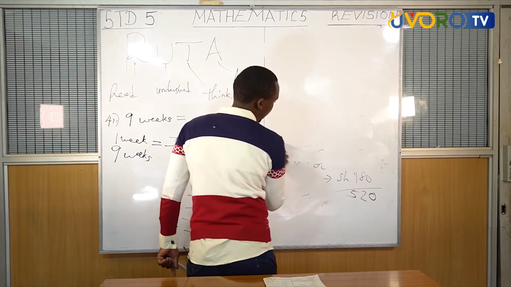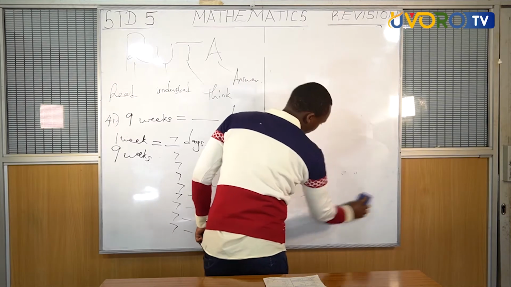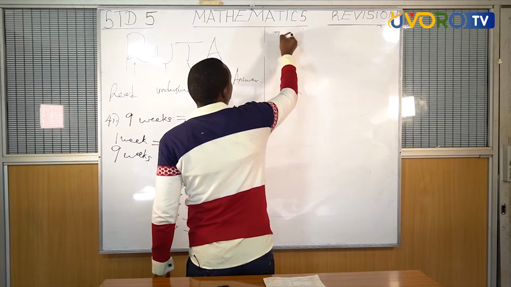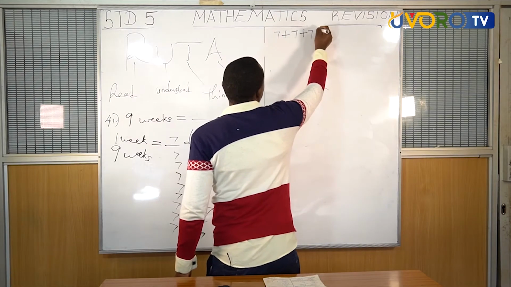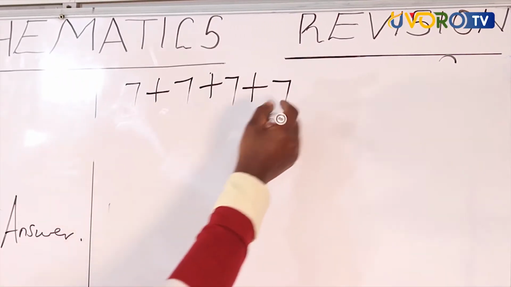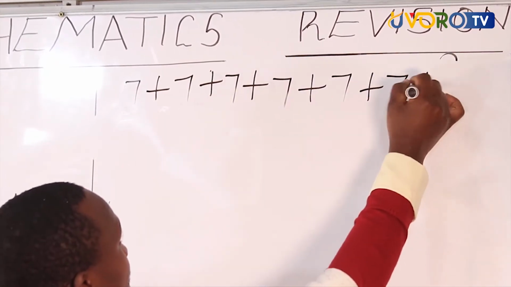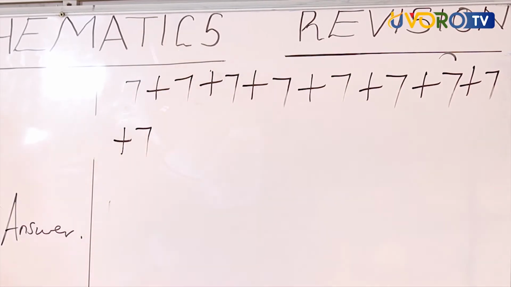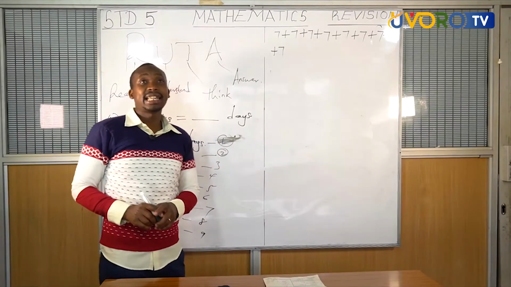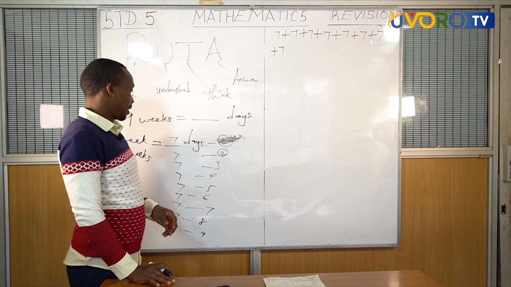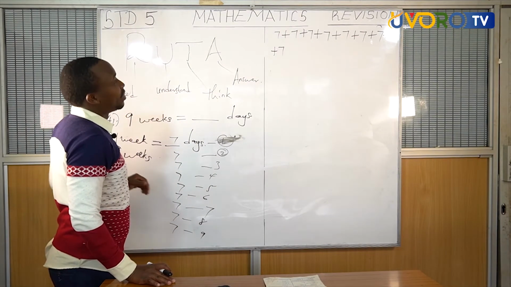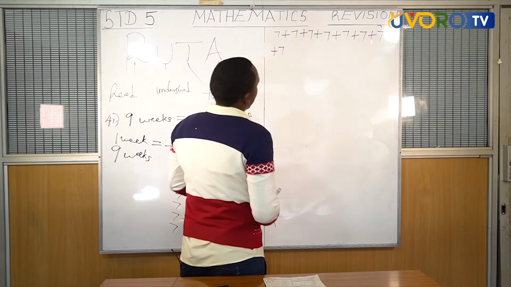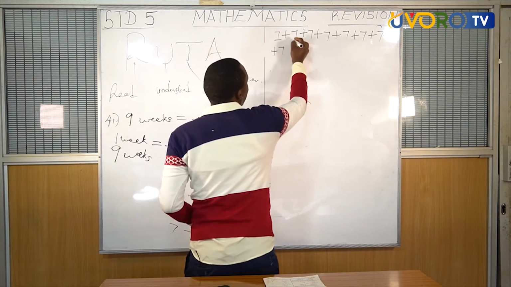T for thinking. Using our formula, you add 7 plus 7 plus 7 plus 7. 1, 2, 3, 4, 5, 6, 7, 8, 9. You add how many sevens? 9 sevens. Now, that is 9 weeks. That is 7 when they are 9. Now, what is 7 plus 7?